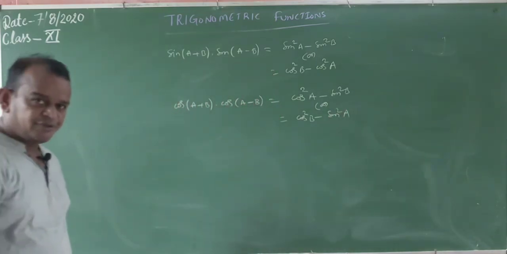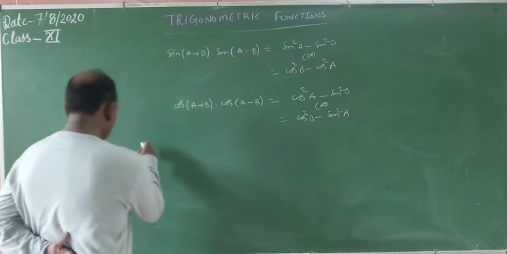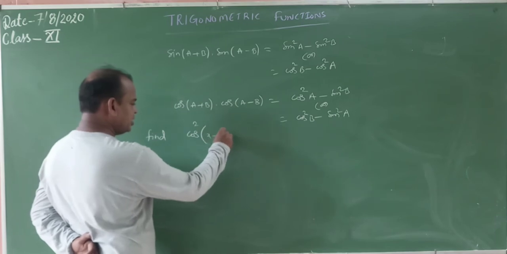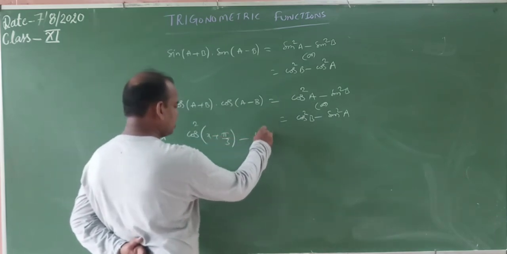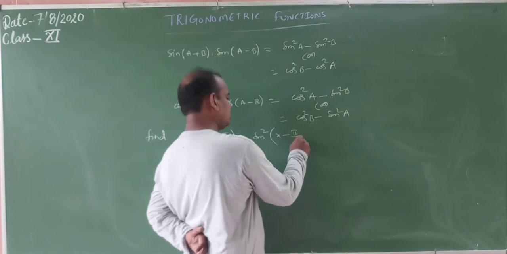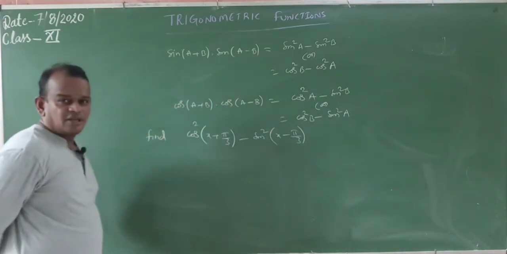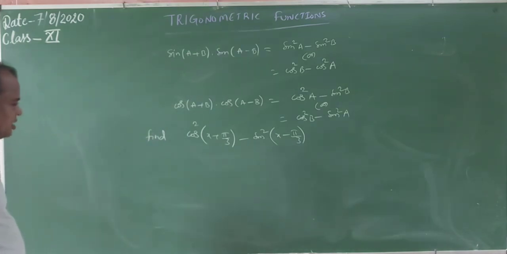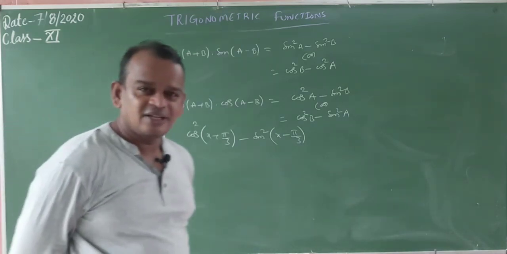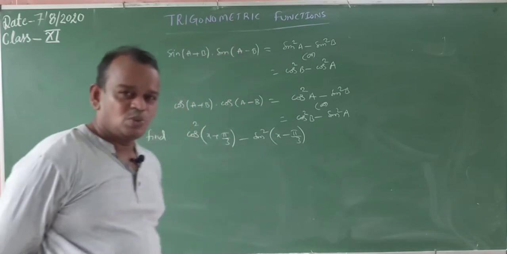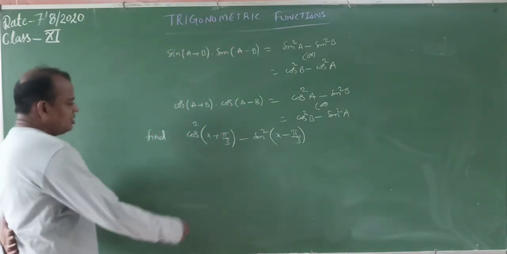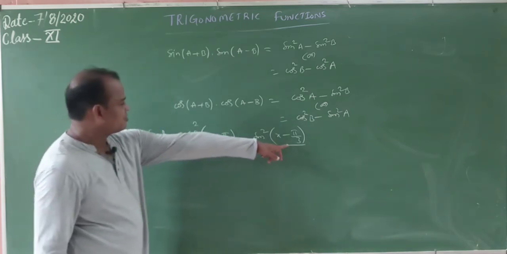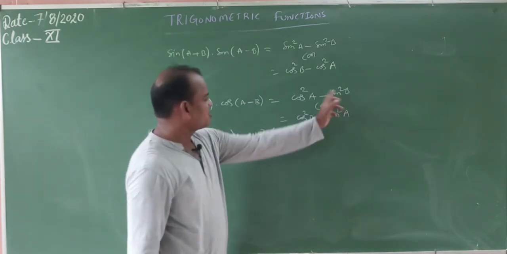From the examination point of view, simply find the value. Find cos square of x plus pi by 3 minus sin square of x minus pi by 3. This is the actual question. How to do it? Immediately, this is A and this is B, suppose. What happens? Cos square A minus sin square B.